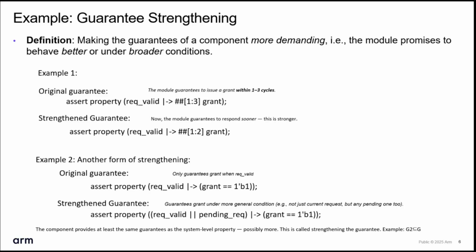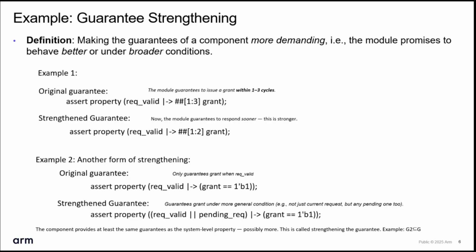Another example: if we have a valid request and it is granted, to strengthen it I can say that any pending requests which are not granted should also be granted for every valid request. This is how I strengthen the guarantees as I move from system to component level.